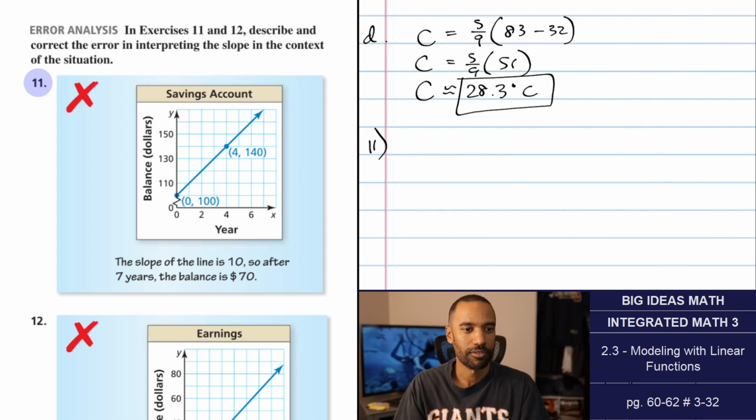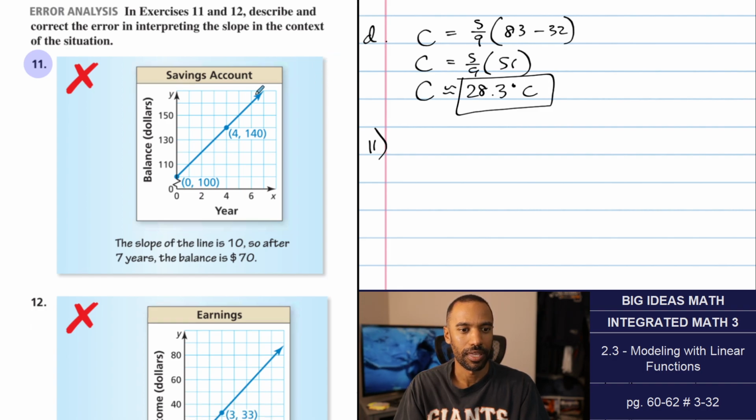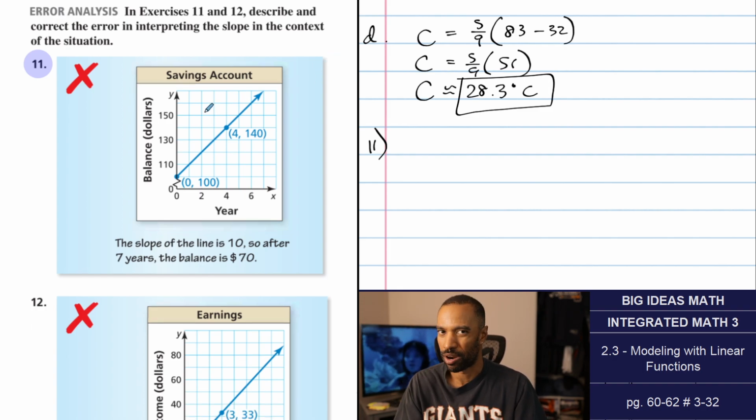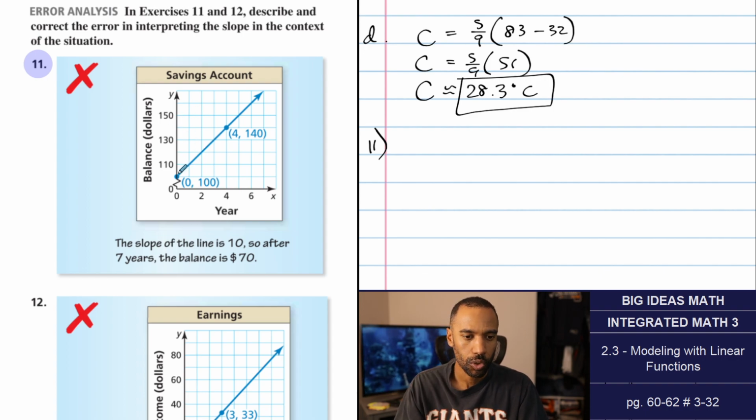In exercises 11 and 12, describe and correct the error in interpreting the slope in the context of the situation. Maybe they'll do a run versus rise or something. Run over rise instead of rise over run. The slope of the line is 10, so after 7 years, the balance is $70.